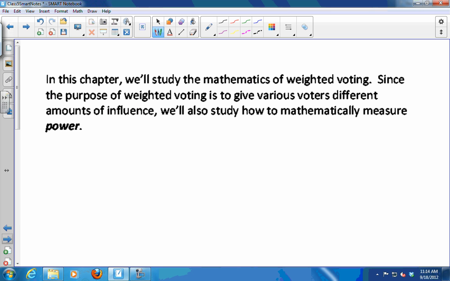Okay, so in this chapter, we're going to study the math of weighted voting. Since the purpose of weighted voting is to give various voters different amounts of influence, we're going to study how to mathematically measure power.